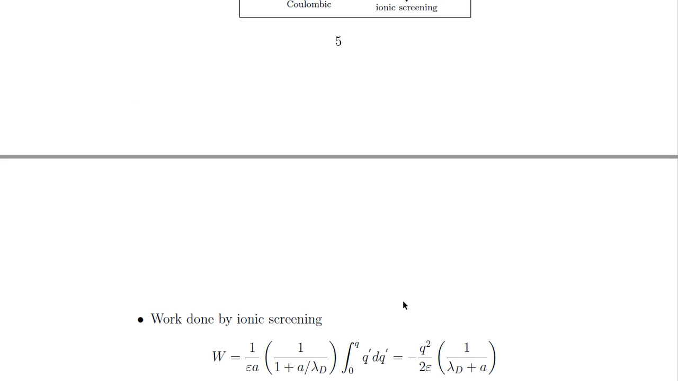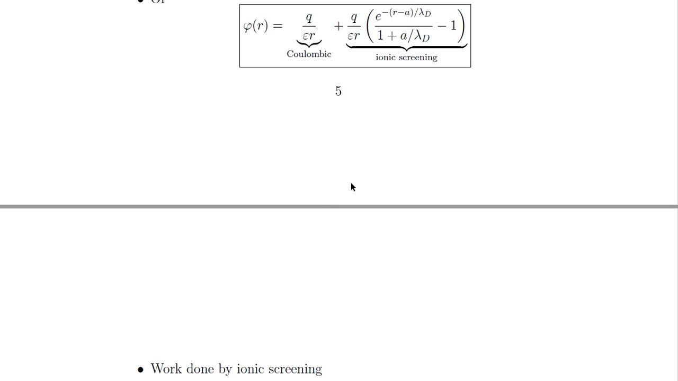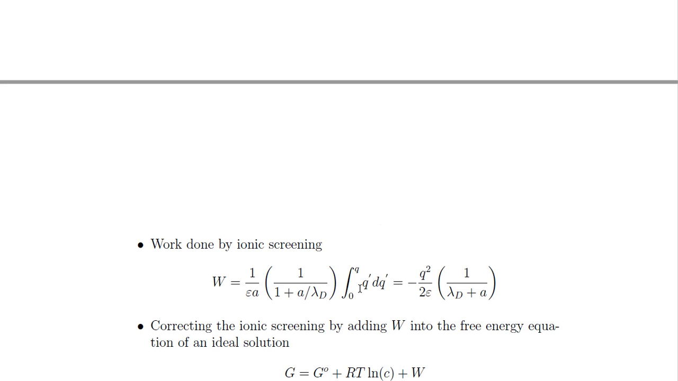The work done by the ionic screening can be equal to the integral of Q prime dQ prime, from 0 to Q, of the electrostatic interaction. When we integrate, the work is equal to minus Q squared over 2 epsilon, 1 over lambda D plus a. Lambda D is the Debye length, and a is the radius of the sphere.